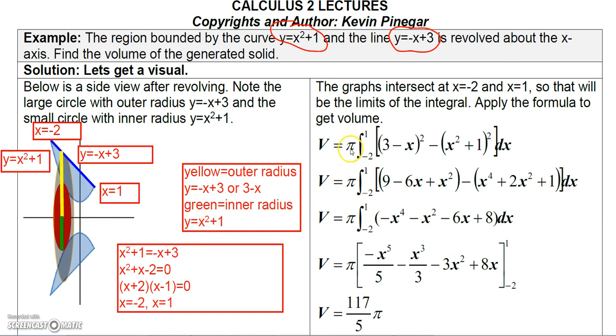So now the volume would be pi integrated from -2 to 1, the outer radius squared, which is (3 minus x), minus the inner radius squared, which is (x squared plus 1) quantity squared. And now just freeze the video and walk through the algebra here, because this is just algebra, then evaluate the integral from x goes from -2 to +1, and go ahead and calculate the answer. And I got that the answer is 117/5 pi.